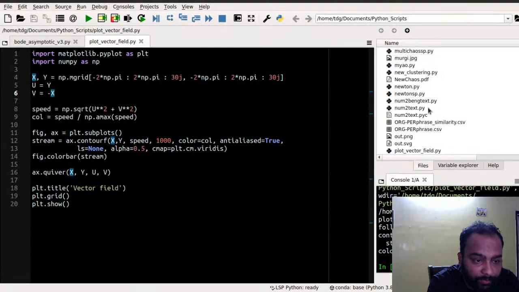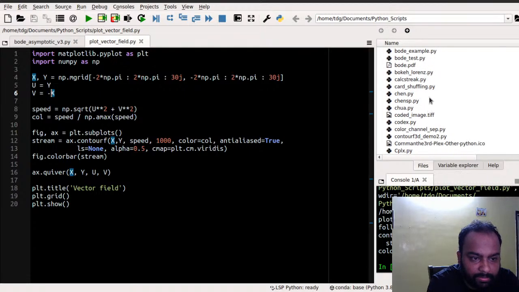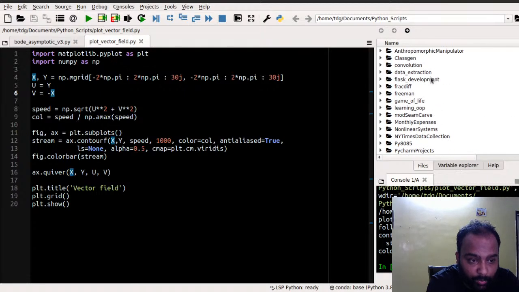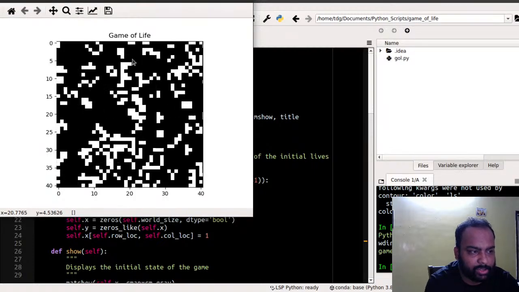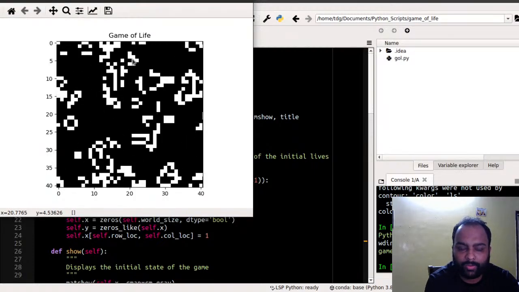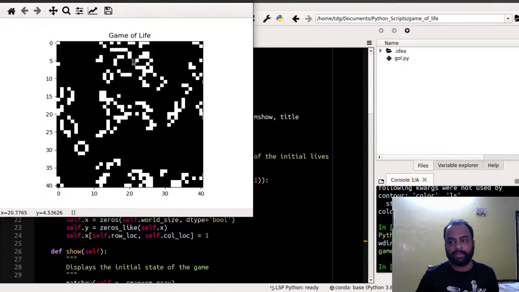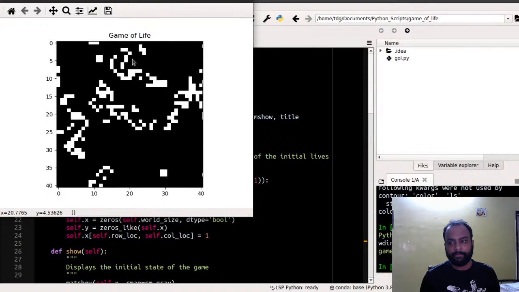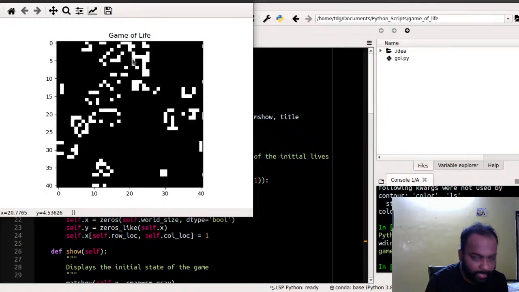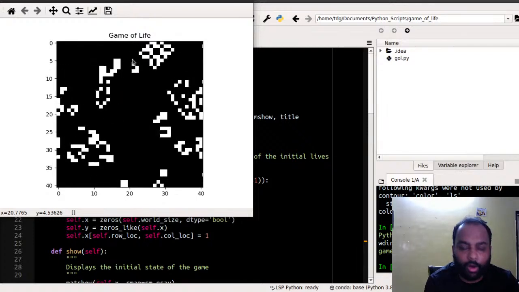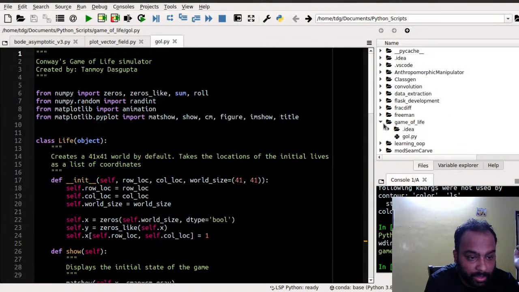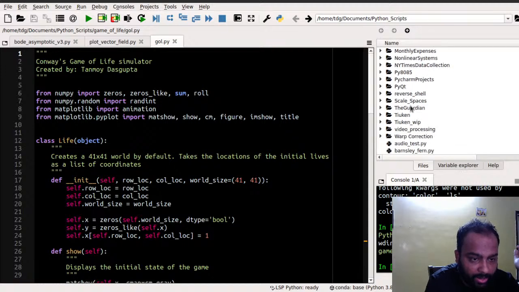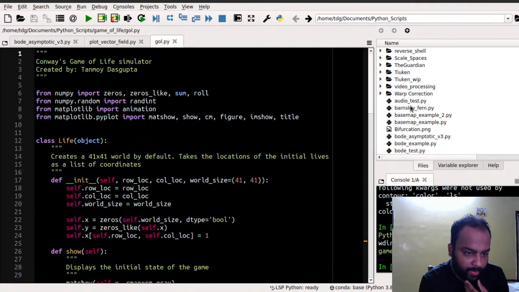Anyway, so you can have different plots. Also, just let me show you one plot here, just to show you a certain thing. Let's see a simple example. This is a plot which is animated. I'm not doing anything. This is called Conway's Game of Life, named after John Conway.